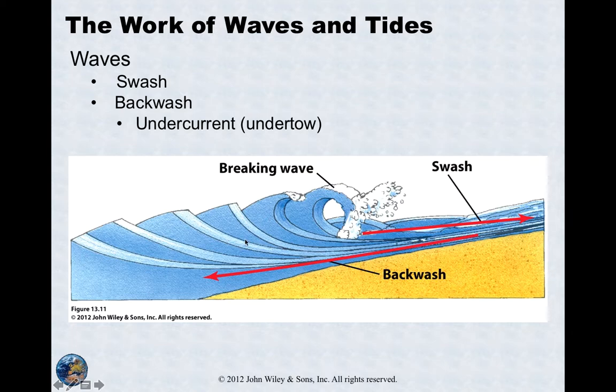The out is called the backwash. So that wave is getting pulled onto land because of wind. And when it hits the land, the forward movement onto the land is swash. And the backwards movement, when it gets pulled back out into the ocean, we call that backwash.